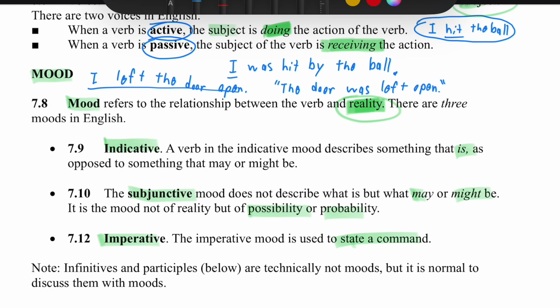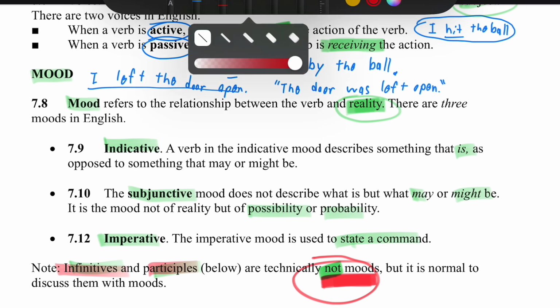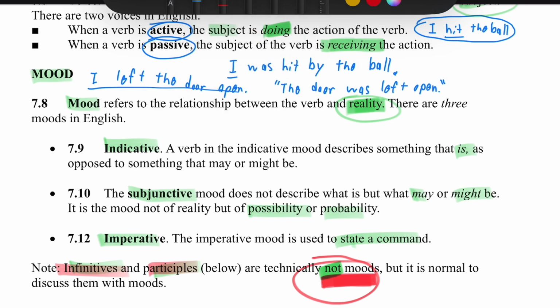So just a note, in this next section we're going to be touching on infinitives and participles. And they're technically not moods. I'm going to just circle that in red. Participles, infinitives, these are not moods. But that said, they usually get discussed in the same place. So it makes sense to talk through them in this place because that's typically where grammars are going to talk about infinitives and participles. It's just important to realize that really these are the three English moods. There are only three. So when we're talking about infinitives and participles, we're not talking about moods.